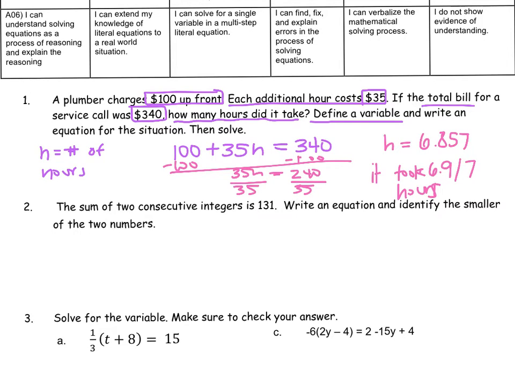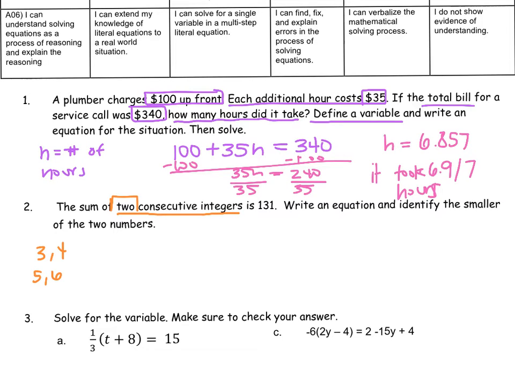Number 2 says the sum of two consecutive integers. Remember, we've talked about consecutive integers are numbers that are in a row. If I have two of them, that'd be like the numbers 3 and 4, or 5 and 6. Write an equation to identify the smaller of the two numbers.